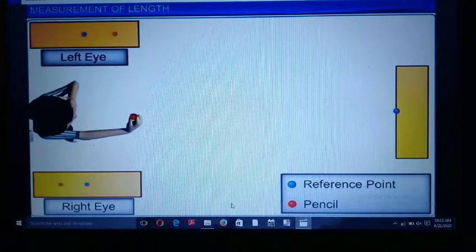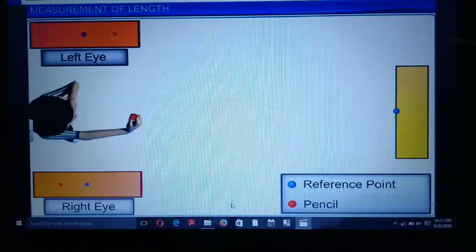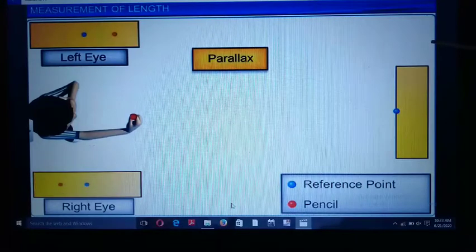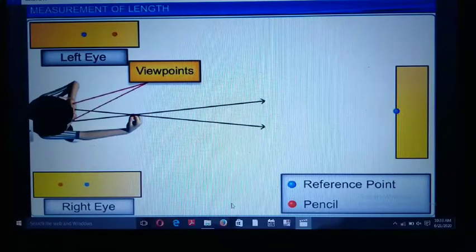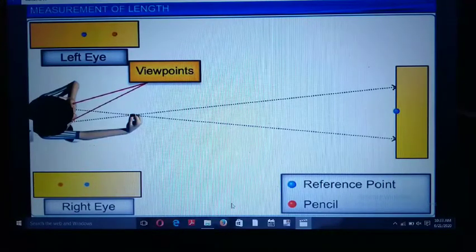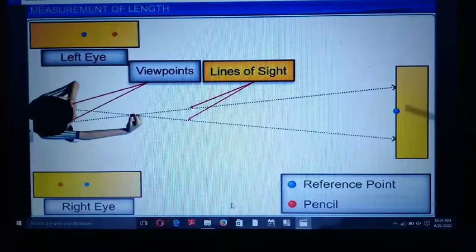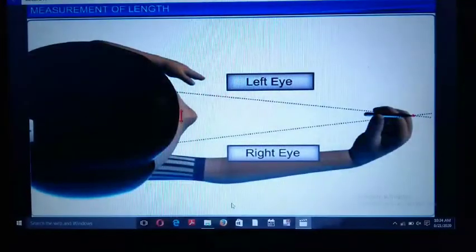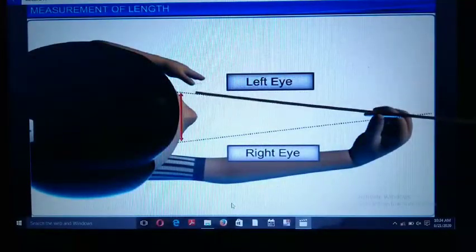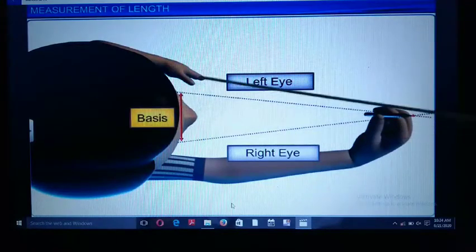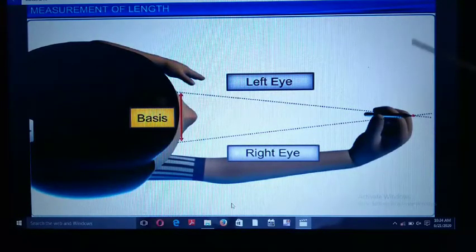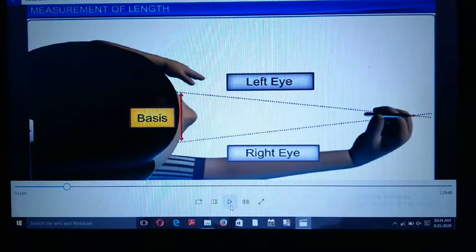when this child sees the pencil with a different eye, its position is different. Look in the video. Here blue is the reference point and these are two different positions of the pencil. Friends, here the distance between two eyes is called basis, and here an angle is created, it is called the parallax angle.